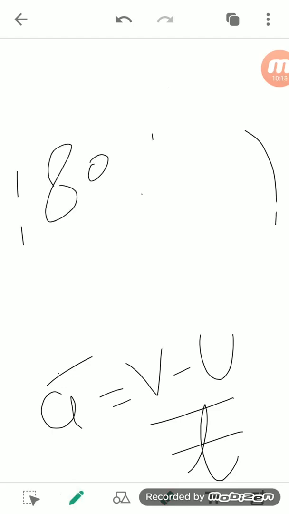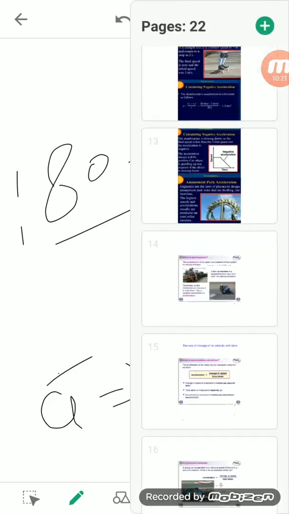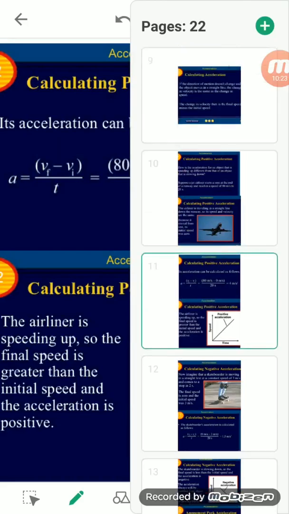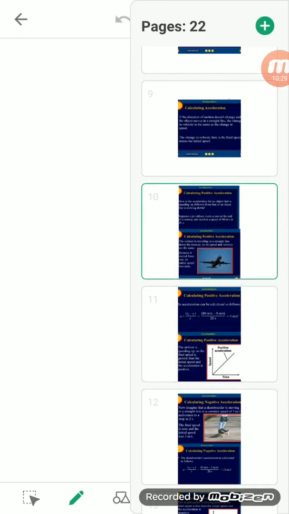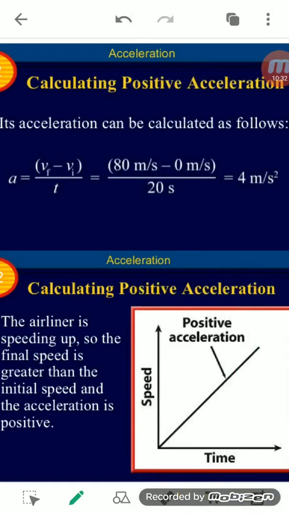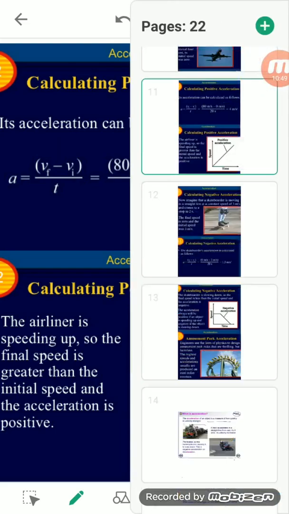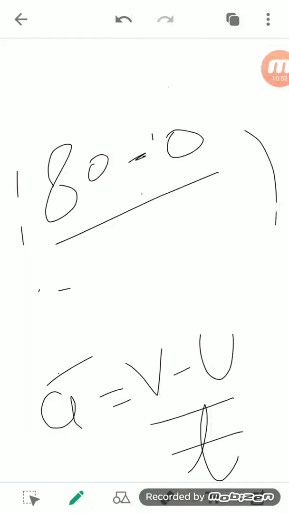80 minus 0 upon 20 seconds. You can see here how the acceleration can be calculated. 80 was the final velocity, the initial velocity was 0 meters per second and the time was 20 seconds. So you see the value that came out is 4 meters per second squared. It means it is plus 4 meters per second squared.